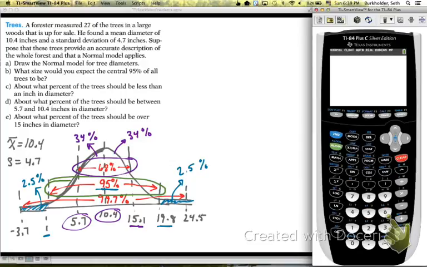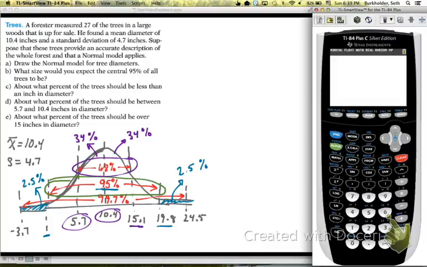So to answer question D about what percent of trees should be between 5.7 and 10.4 inches in diameter, we would say roughly 34%. Now our last question is a little bit more difficult. What percent of trees should be over 15 inches? Well, if it said over 15.1, we could use a similar process just by breaking down the empirical rule. But it doesn't say 15.1, it says 15.